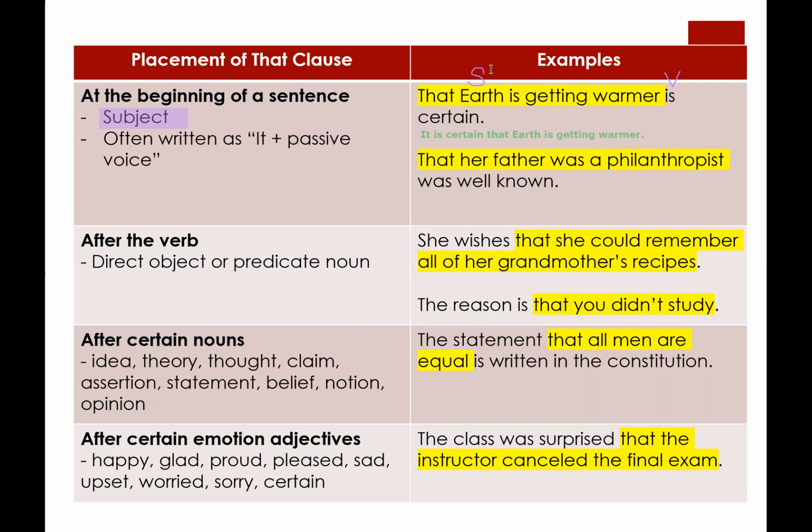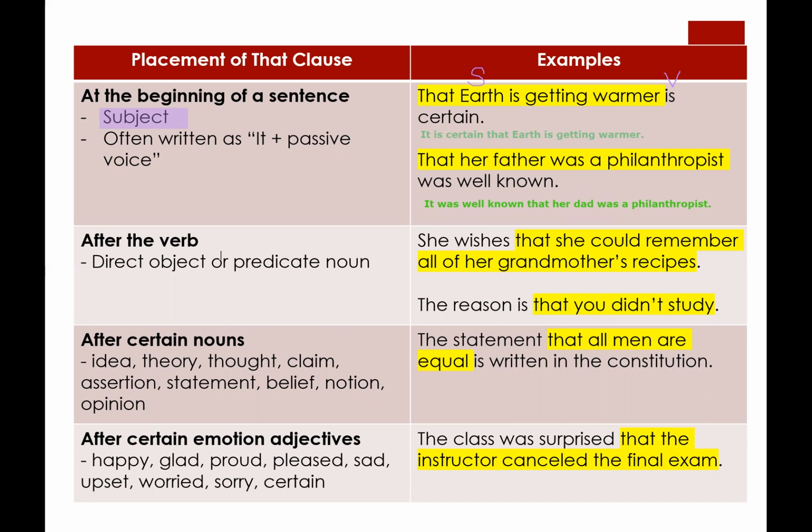Same thing, that her father was a philanthropist was well known, and you can see the whole noun clause is the subject, was known is our verb, right? And we can change it to passive voice. It was well known that her dad was a philanthropist. So a philanthropist is someone who does charities. Okay, and that is that clause as subject.